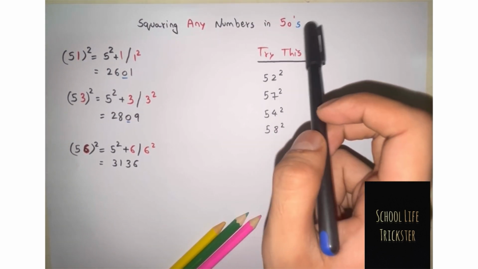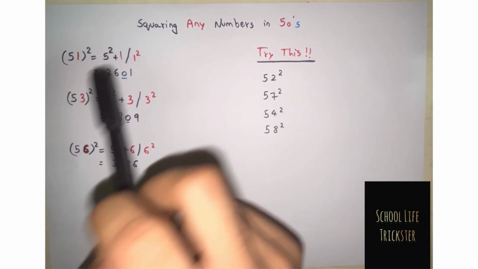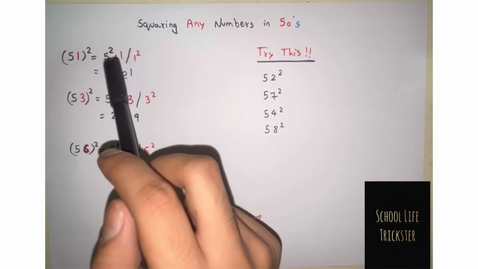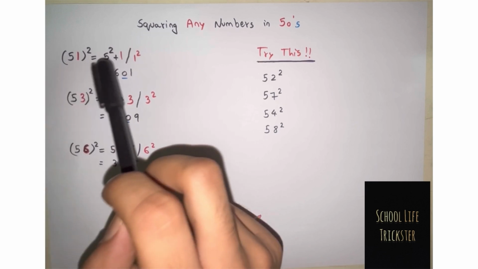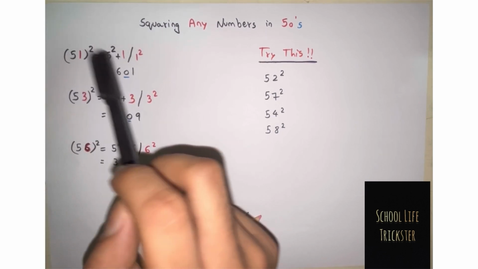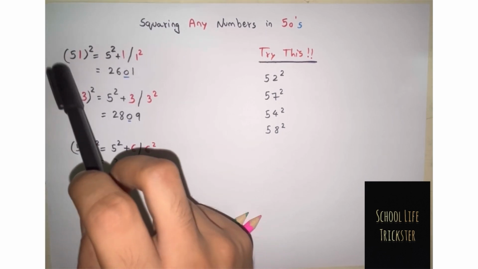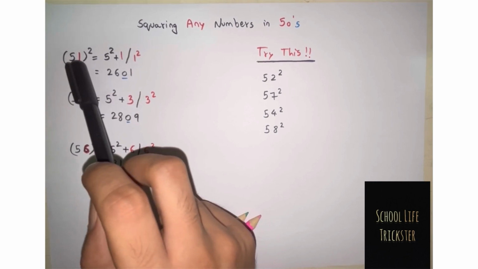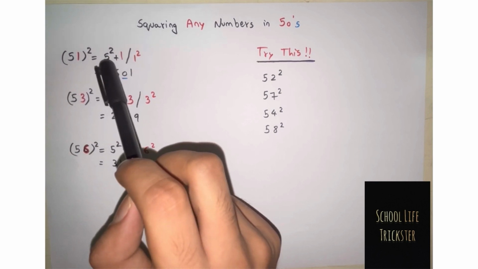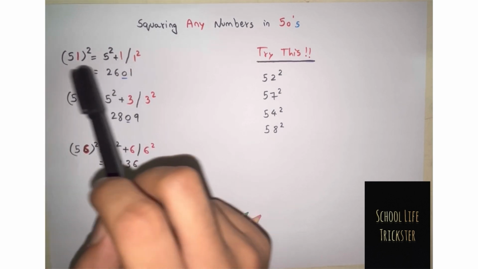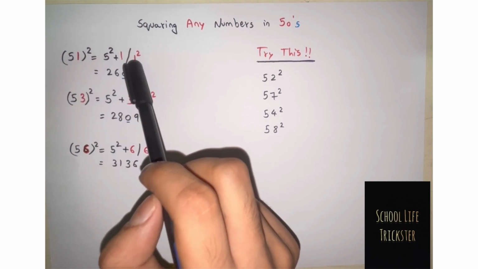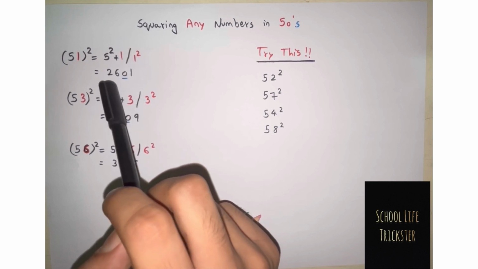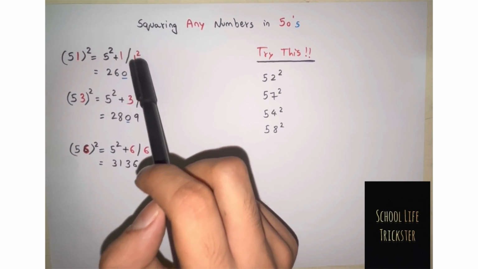Squaring any numbers in the 50s, that is from 50 to 60. Now let's see by example. 51 square equals 5 square plus 1, and 1 square. So what is this? Over here 5 as it is, and we will do the square, that is 5 square plus 1. The number is 51, that is 5 and 1, so we do the 5 square plus 1, and we take the second digit's square, that is 1 square. So we solve this: 5 square is 25 plus 1 is 26, and 1 square is 1.